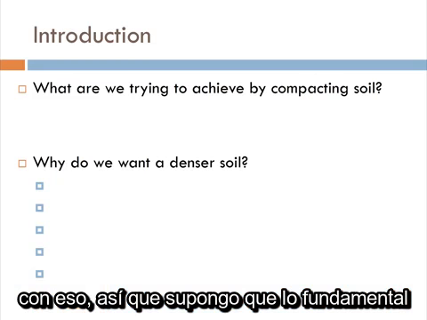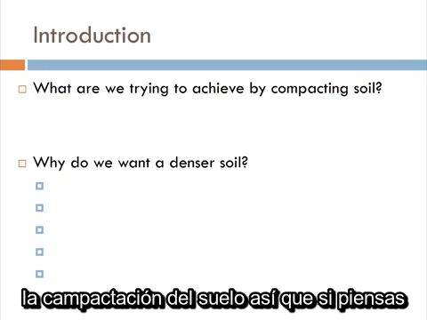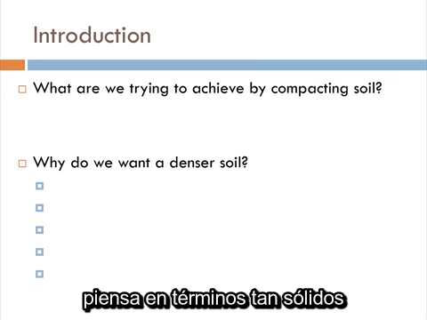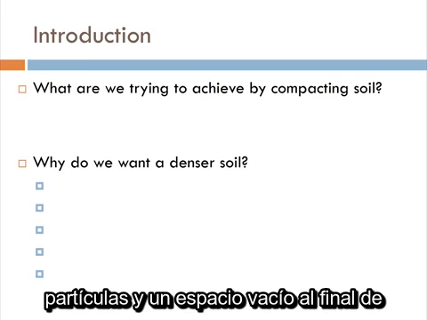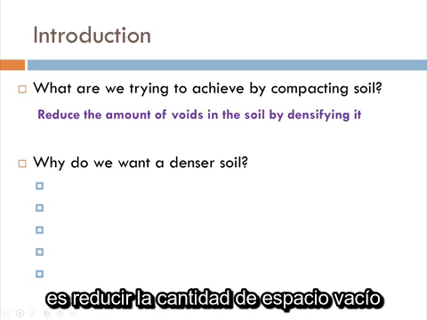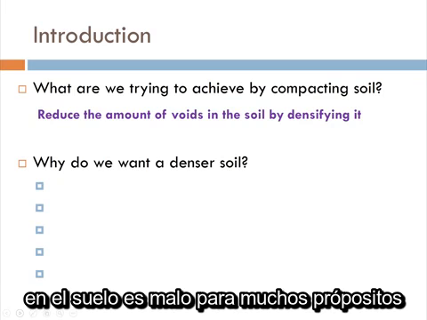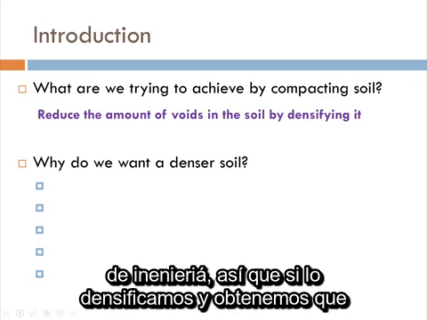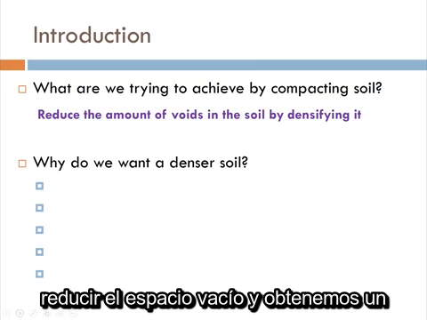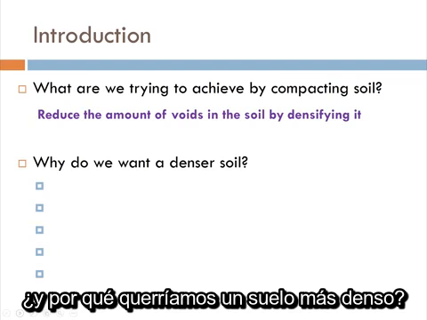So I guess the fundamental underlying question we could ask is what are we trying to achieve by compacting the soil? If you think about soil on a very micro scale, in terms of solid particles and then void space, at the end of the day, what we're really trying to do is reduce the amount of the void space in the soil, because void space is bad for a lot of engineering purposes. So if we densify it and get the solid particles closer together, we can reduce the void space and we get more desirable behavior out of our soil. And why would we want a denser soil?